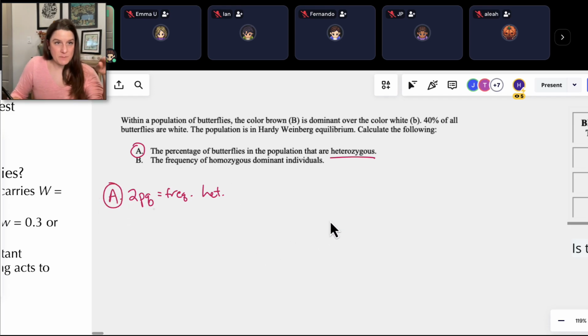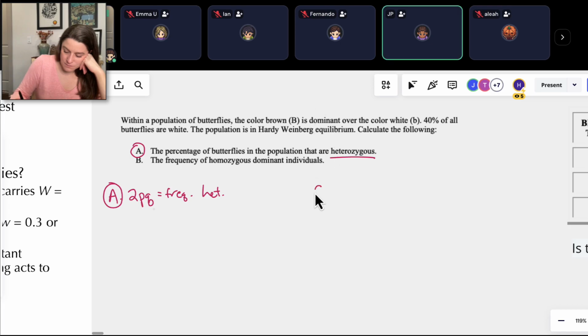Yeah, so that means we're going to need a p and we're going to need a q to be able to put them in here. What do they give us? They tell us 40% of the butterflies are white. We need to put this in a decimal. So 40%, if you put that in decimal form, what's the frequency of that then? 0.4. Okay, so 0.4 is the frequency of white butterflies.